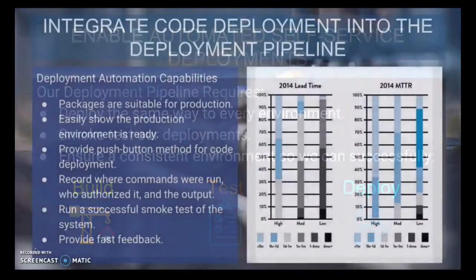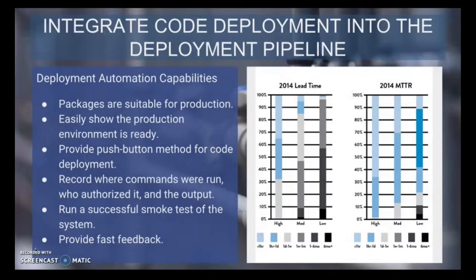Next, integrate code deployment into the deployment pipeline. Now that our code deployment process is automated, we can make it a part of the deployment pipeline as long as it has the following capabilities. It makes sure that the packages created in the continuous integration process are fit for deployment into production. It shows that the production environment is ready, provides a push-button self-service method for any suitable version of the packaged code to be deployed into production. It records automatically what commands were run on what machines when, who authorized it, and what the output was.